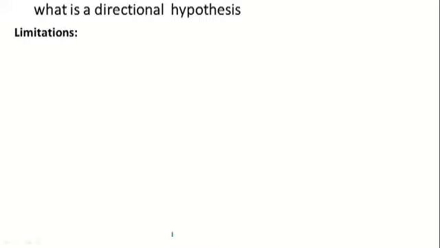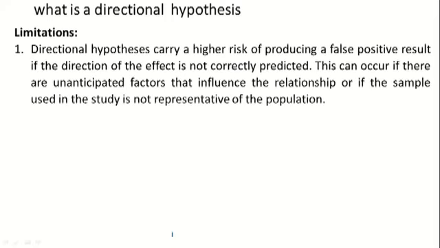Although it has these advantages, the directional hypothesis also has limitations. And there are about 3 limitations which I'm going to look at. 1, directional hypothesis carries a higher risk of producing false positive results if the direction of the effect is not correctly predicted. This can occur if there are unanticipated factors that influence the relationship, or if the sample used in the study is not representative of the population.